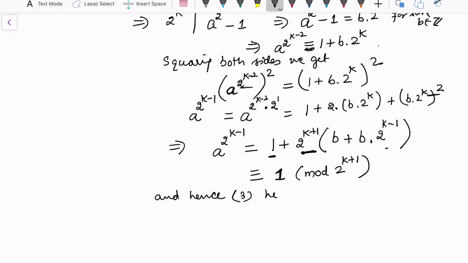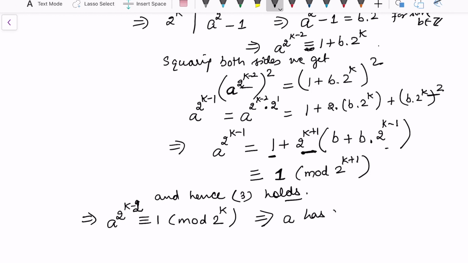So this means this statement is the general statement that we have proved, and it is true for any a. So a to the power 2 to the power k minus 2 is congruent to 1 modulo 2 to the power k. This implies that a has order at most 2 to the power k minus 2 modulo 2 to the power k. So this order is strictly less than phi of 2 to the power k. So this means 2 to the power k has no primitive root.